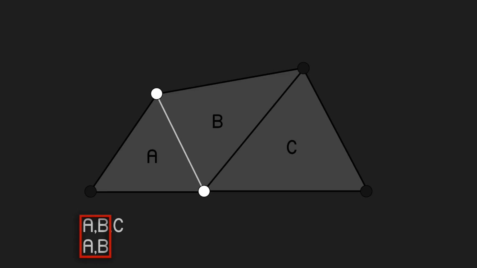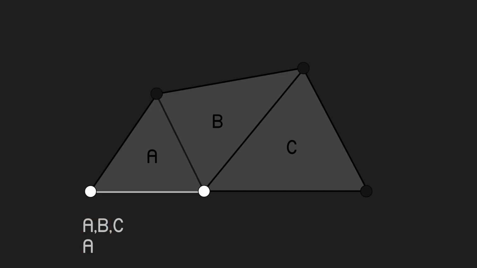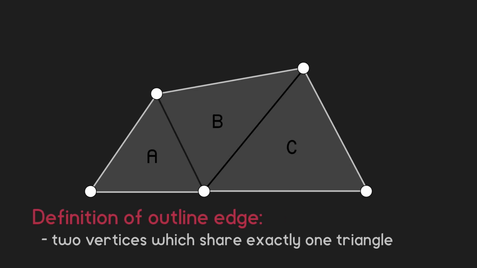Now we can clearly see that this is not an outline edge, so let's pick a different vertex to actually form an outline edge this time. And here we can see that the two vertices have only one triangle in common. And so we arrive at our definition for an outline edge, which is two vertices which share exactly one triangle.